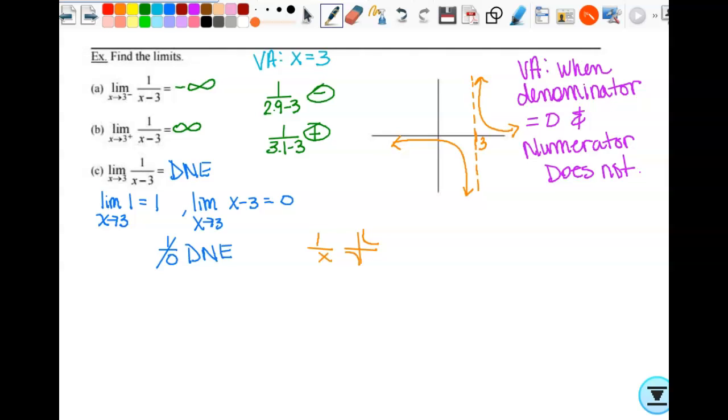Because no matter what, even if I use 2 instead of 2.9, I should still get that it's negative, because I'm heading towards negative infinity. Okay, we good? What questions you got? All right, let's look at the next one.